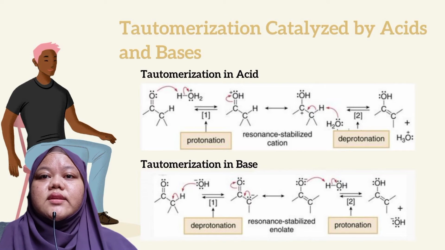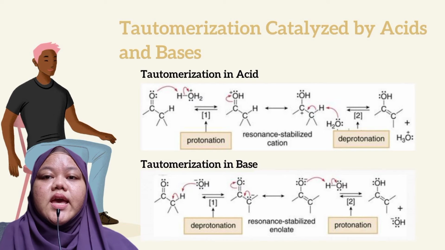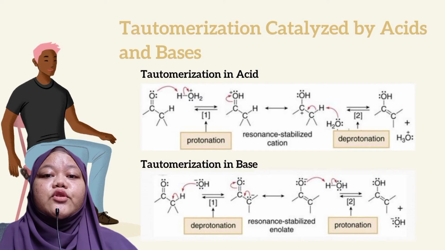Next, tautomerization is catalyzed by acids and bases. In acid, protonation happens first, followed by deprotonation, and resonance-stabilized cations are produced, while in base, deprotonation happens first, followed by protonation.